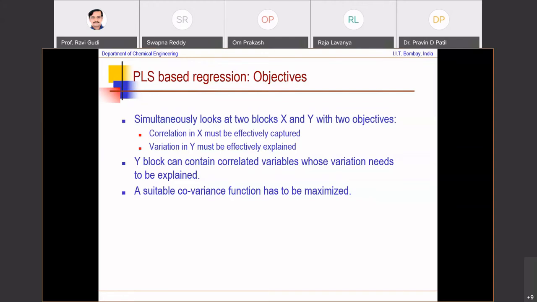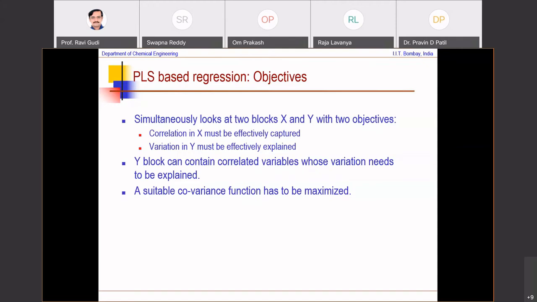But in practice, we may have several extensions to that. If now I have a collinear X, there are correlations in the X block, and of course there is a variation in Y. Of course, the Y block can also contain correlated variables, and I'll show you a plant example subsequently where this is true. The columns of Y, especially if they are quality variables, can also be collinear.